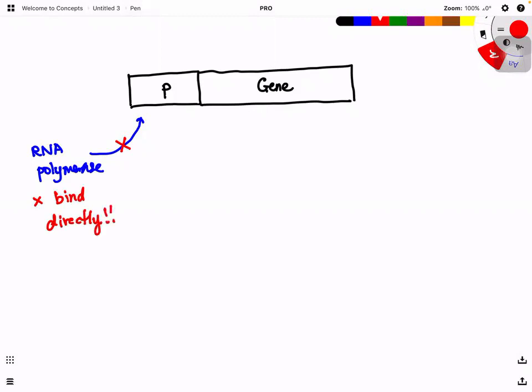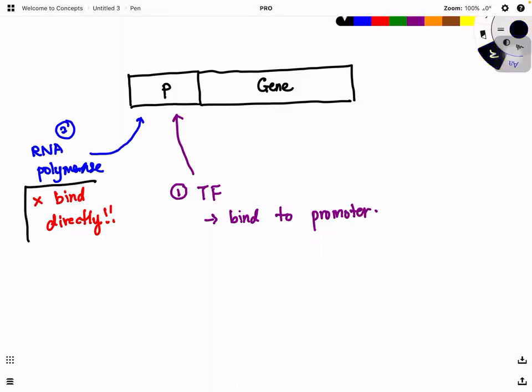So in order for gene transcription to take place, we need to have the transcription factor first. So the first step, the transcription factor has to bind to the promoter. And then step number 2, RNA polymerase now can bind. Can you see that? Are you clear? So this RNA polymerase has no way to bind directly to the promoter, therefore no gene expression takes place.